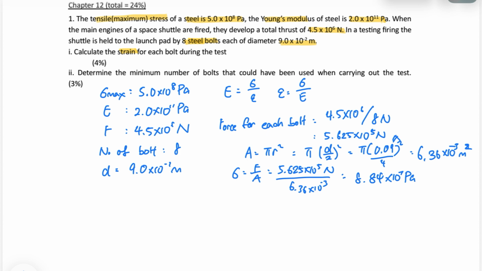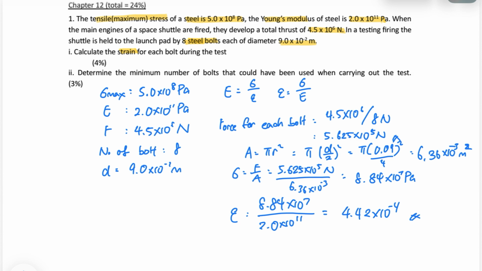Okay, in order to find strain, we have the stress and we have the Young modulus. So the strain is stress divided by Young modulus: 8.84 times 10 to the power of 7 divided by 2.0 times 10 to the power of 11. The answer we got here is 4.42 times 10 to the power of negative 4. Strain doesn't have a unit, so this is the answer.